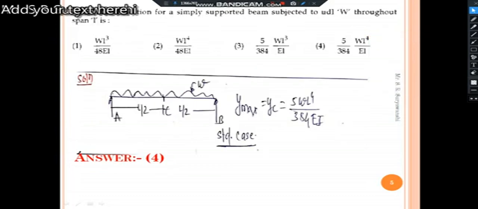Next is: maximum deflection of a simply supported beam subjected to UDL w throughout the span L is. Now here they have given the UDL intensity, and previously they gave the total UDL load. So again this is the standard case, a simply supported beam subjected to UDL on the entire span. The maximum deflection is given by 5wL raised to 4 divided by 384 EI. So the answer is option 4. This is a standard case.